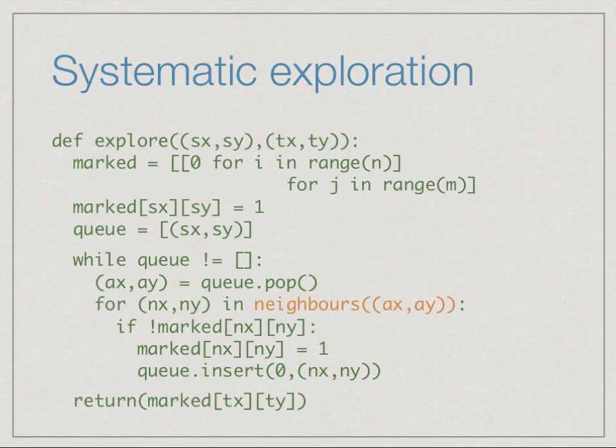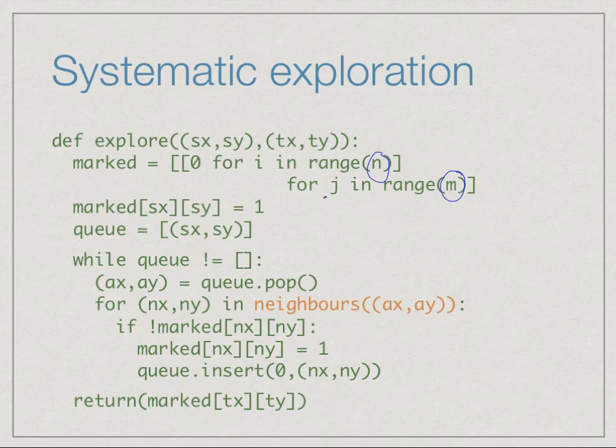So here is some Python pseudocode for this. We are going to explore from sx, sy to tx, ty. We assume that we are given the values m and n indicating the number of rows and columns in our grid. So what we do is initially we set the marked array to be 0. Remember this list comprehension notation. It says 0 for i in range n gives us a list of n zeros, and we do this m times for j in range m. So we will get a list consisting of m blocks, each block having n zeros. So this says that initially nothing is marked.